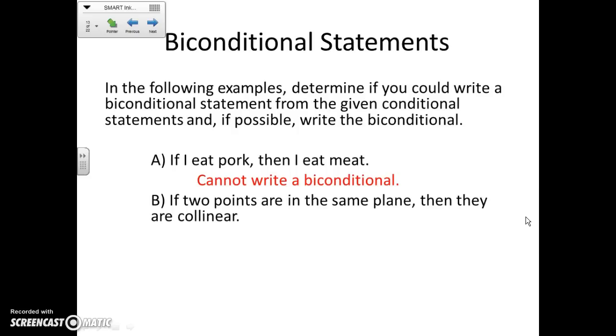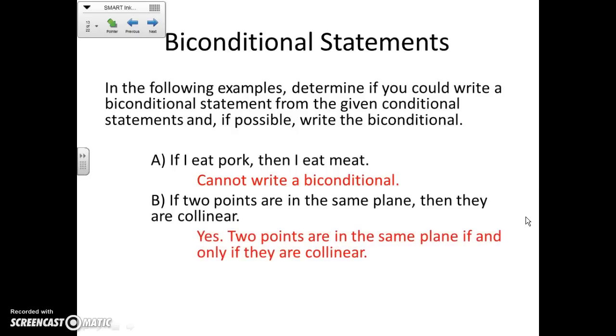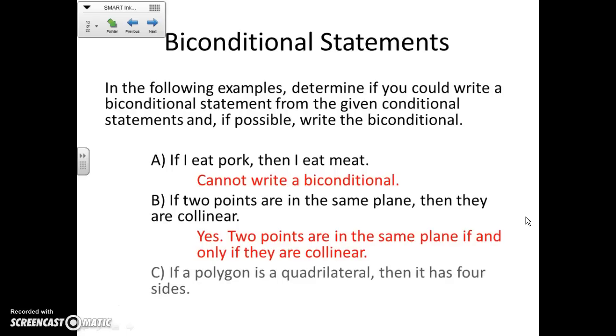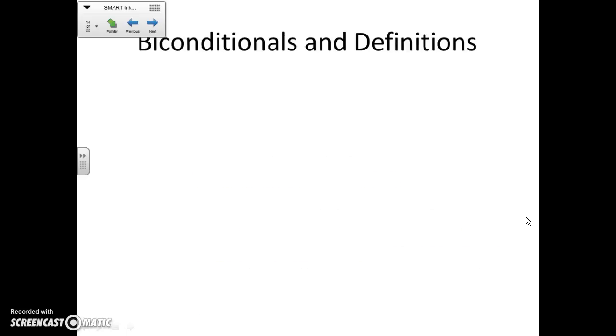B: If two points are in the same plane, then they are collinear. I am able to write that biconditional because if I reverse it, it works. And my biconditional statement would be: two points are in the same plane if and only if they are collinear. And C is for you guys to do. I'll check it in class tomorrow.